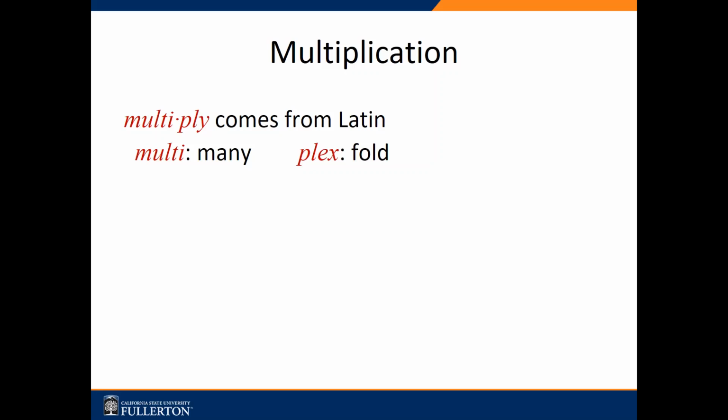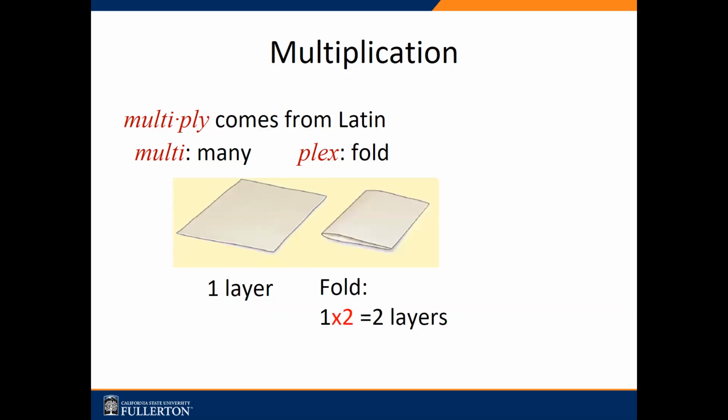It means many folds. So for example, let us start with this sheet of paper. We have one layer. But now if I fold a sheet of paper in half, I get two layers. And if I fold the layers once more, now I get twice as many layers for a total of 4. So each fold is a multiplication, and the final number of layers is a product of all the folds.